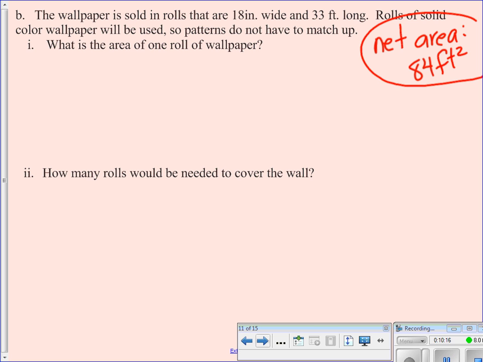So what is the area of one roll of wallpaper? We know that area equals base times height, which is the same thing as length times width. We could write it either way for a rectangular roll of wallpaper. So the base would be 18 inches and the height is 33 feet.